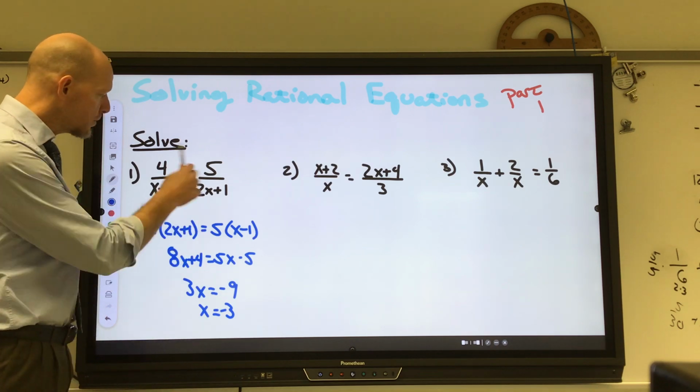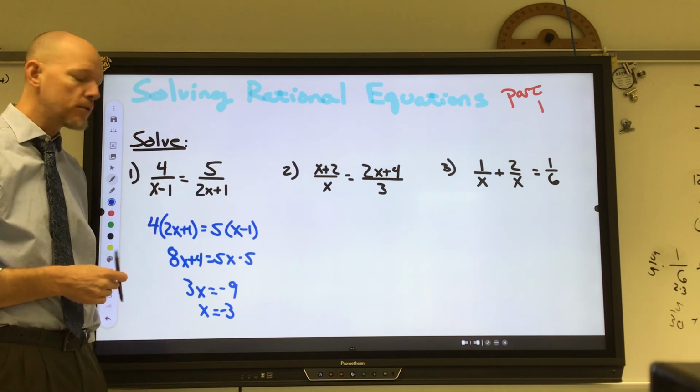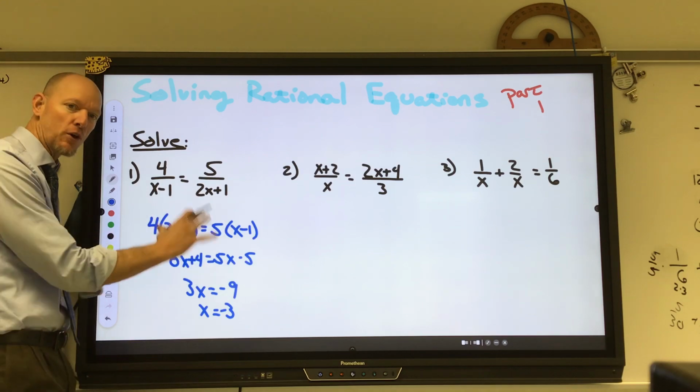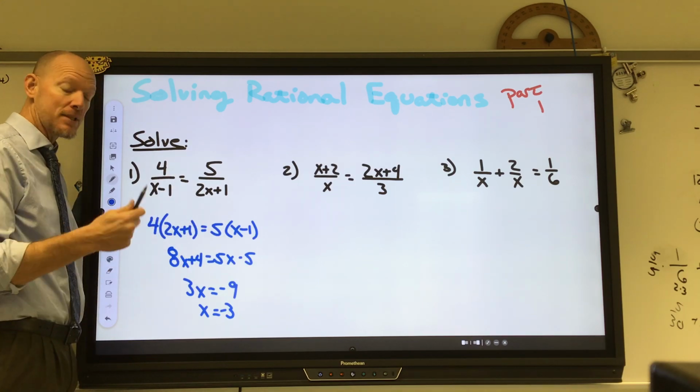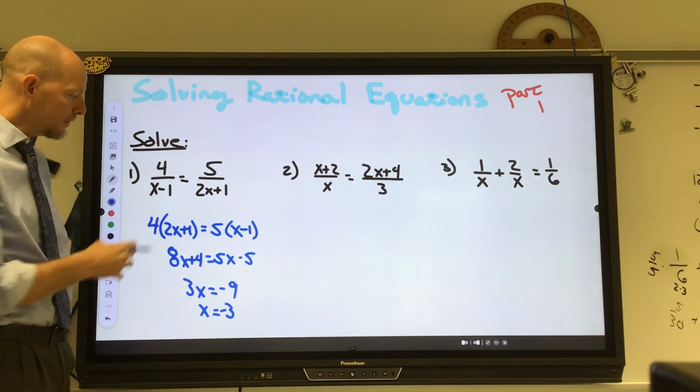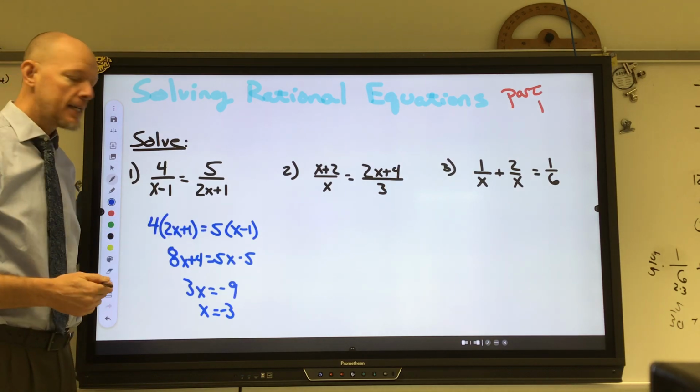Whenever I'm doing these types of problems, I want to make sure that I can take my rational equation and try to get into our comfort zone. In this case, I was able to do so by doing that cross multiplication. Now, in our first example, we ended up with a linear equation.